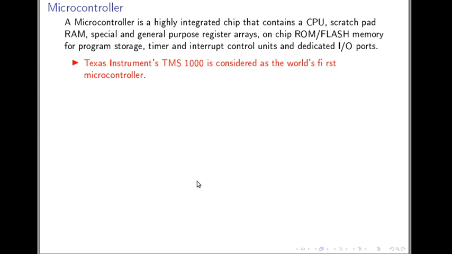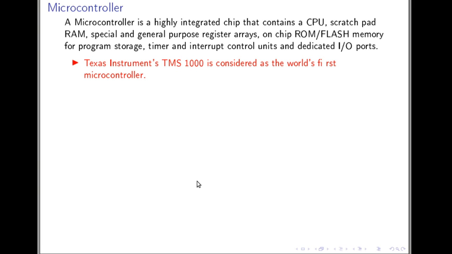The most important and popular component of embedded systems is the microcontroller. A microcontroller is a highly integrated chip that contains a CPU, RAM which is volatile, a general purpose register array, ROM or flash memory to load the program, and various other small functional units like timers, interrupt control, storage, and I/O ports.